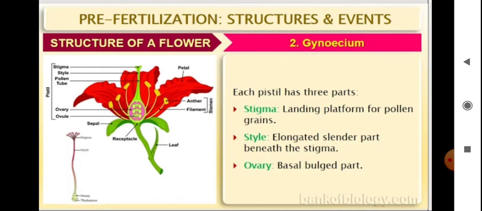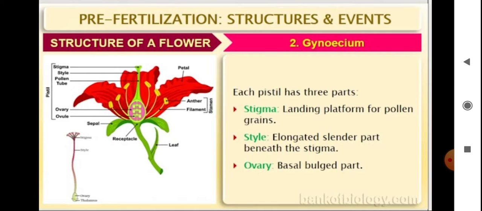Each pistil has three parts. First one is the stigma. This is the landing platform for pollen grains. Pollen grains are nothing but an androecium part, right? It is one of the parts of the male reproductive system. So pollen grains will stand on that stigma. It is a landing platform. Style is the elongated slender part beneath the stigma. The elongated one from the stigma is the style.